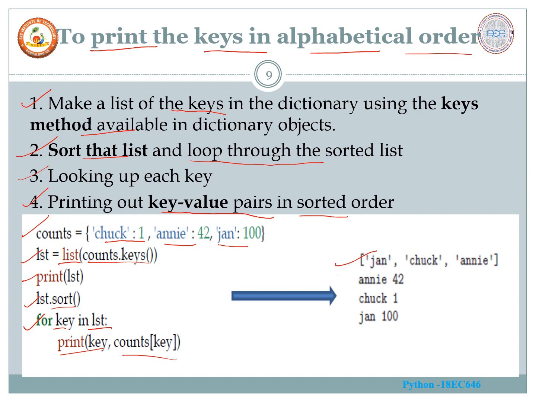After applying the sort method, once it is sorted, you find out those keys in the list and try to print the values along with the keys. So you can see that Annie, Chuck, Jan are all in alphabetical order. That is how the output looks in this case.